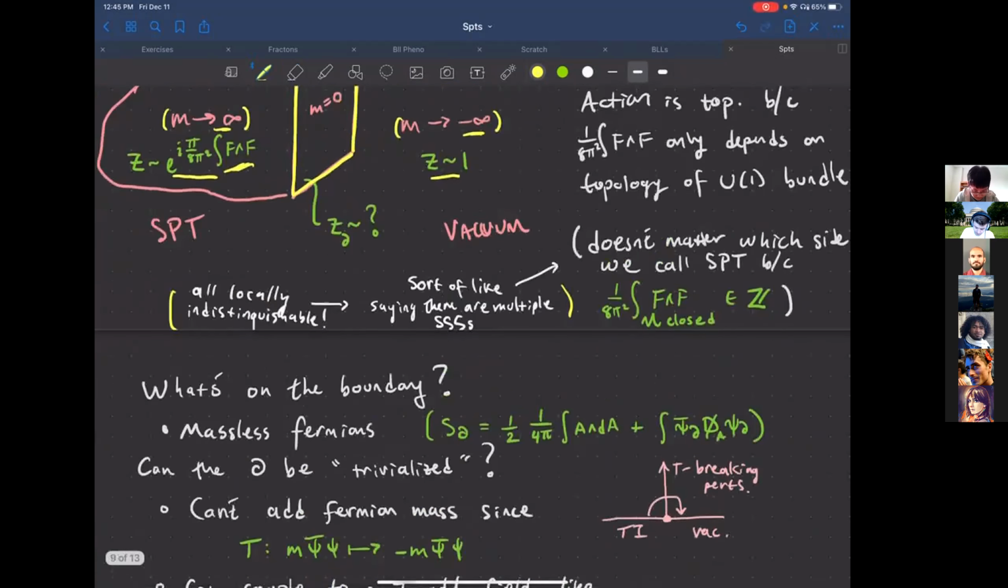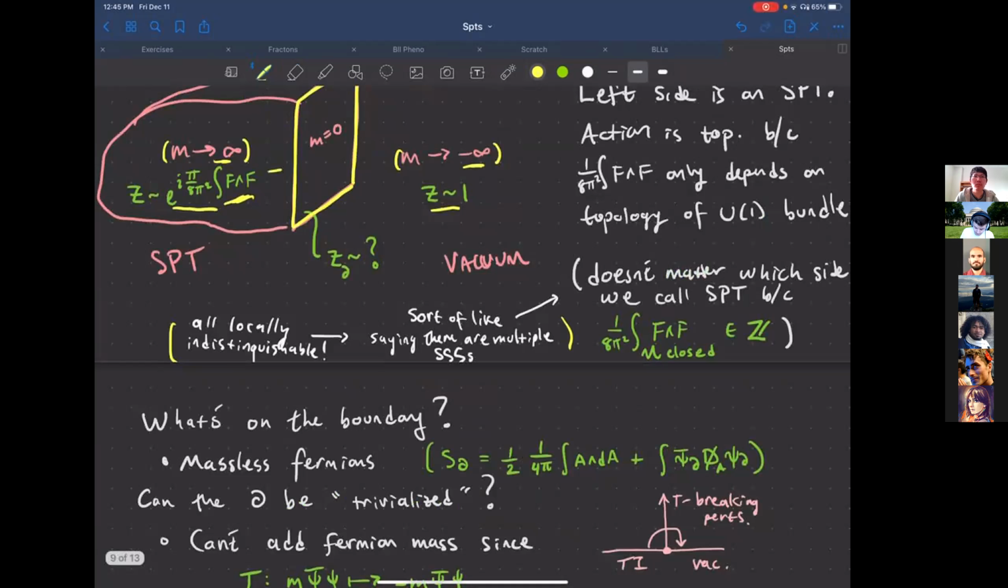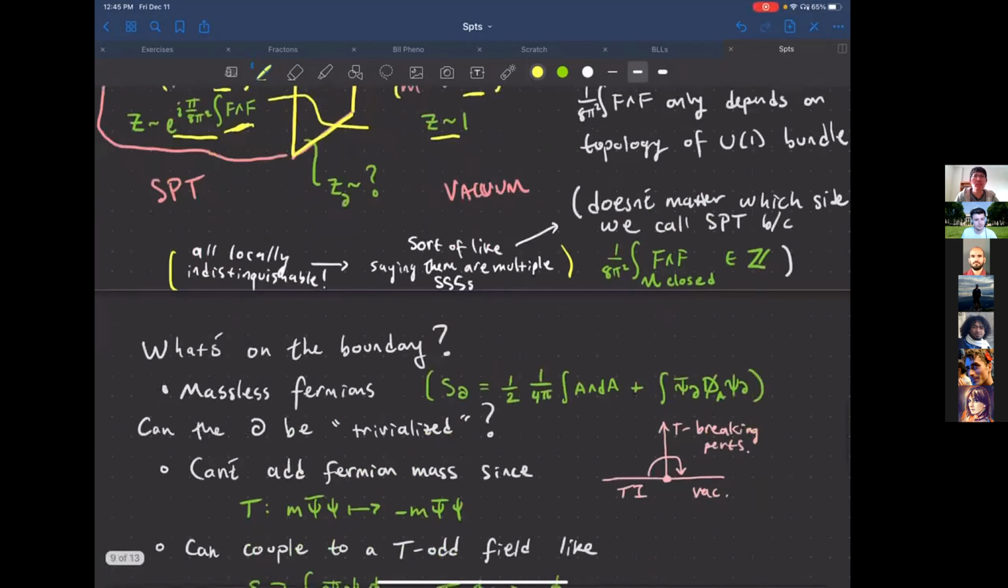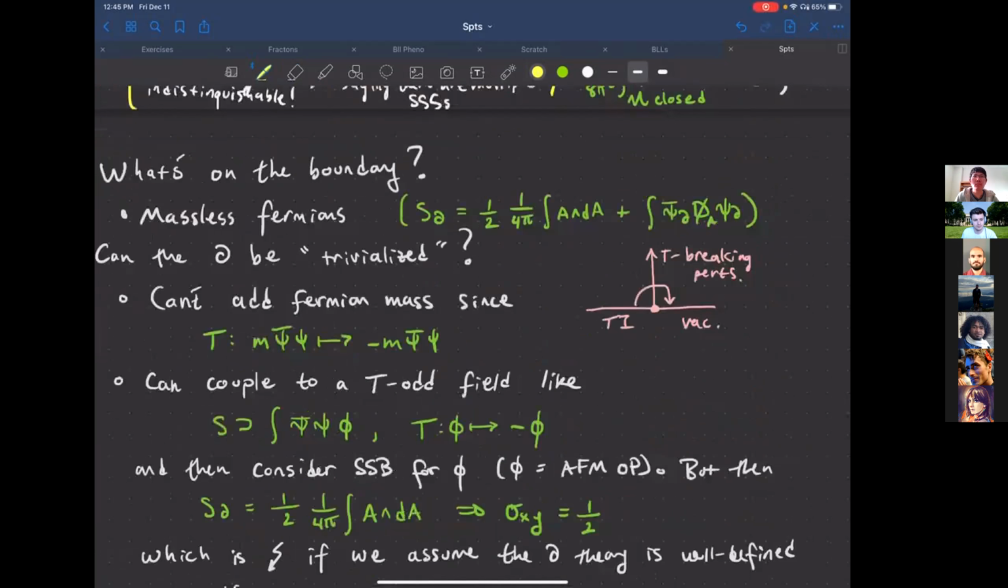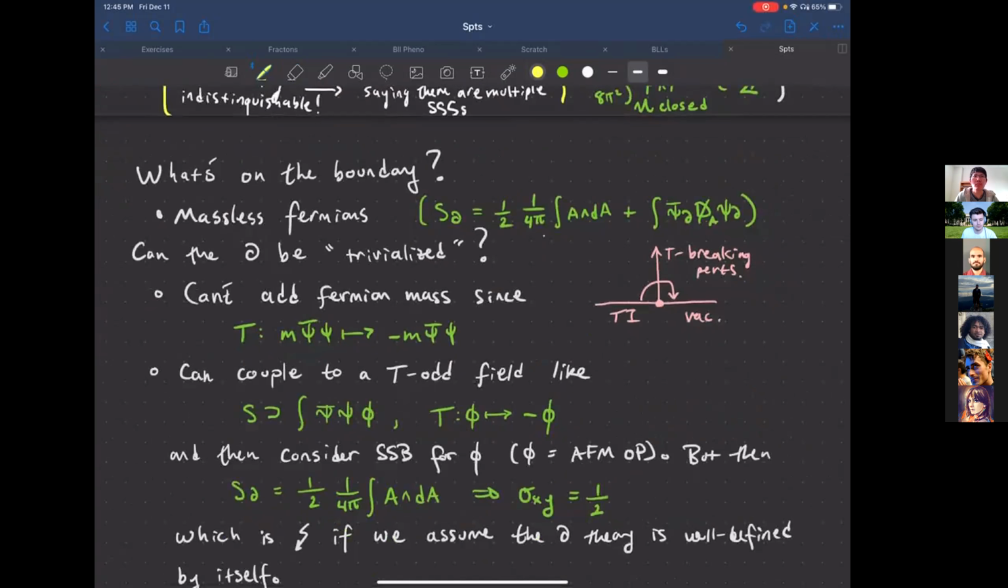So what is the boundary in this example? Well, I'm considering a domain wall where the mass goes from infinity to minus infinity, right? So at the boundary, the mass is 0. And in particular, what this means is, if we just focus on the boundary, the action of the boundary is given by this.